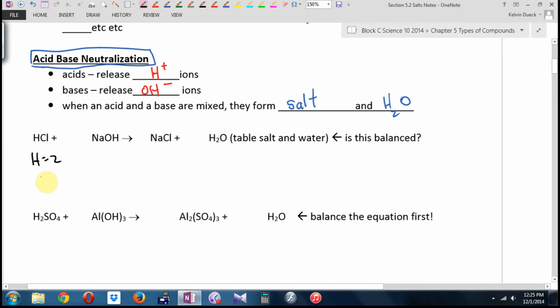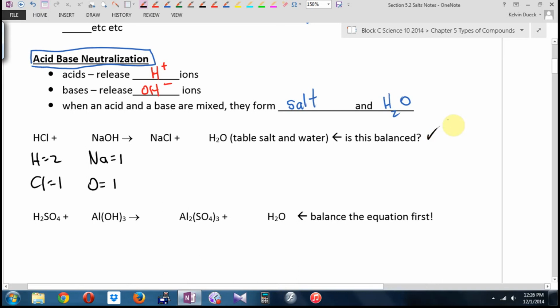How many Cl's on the left-hand side? How many Na's are there on the left-hand side? How many O's are there on the left-hand side? One. Count on the right. You know what? I'm looking. I think it's already balanced, is it not? This one is.